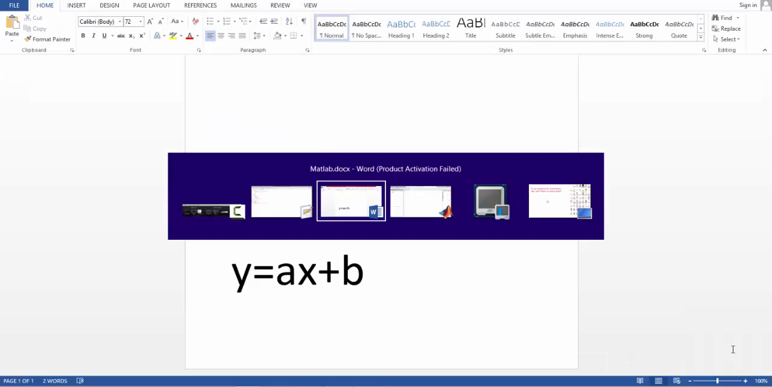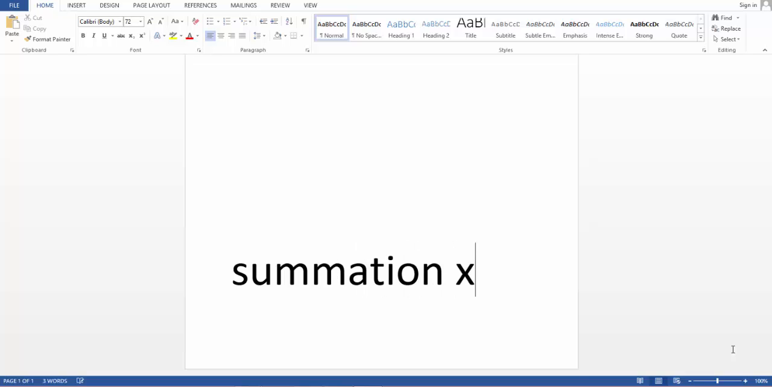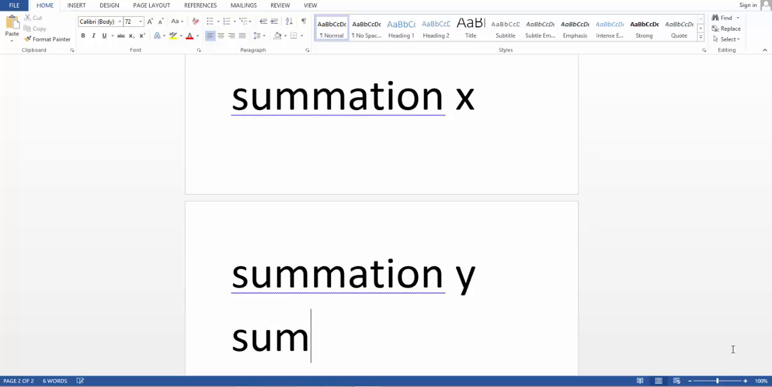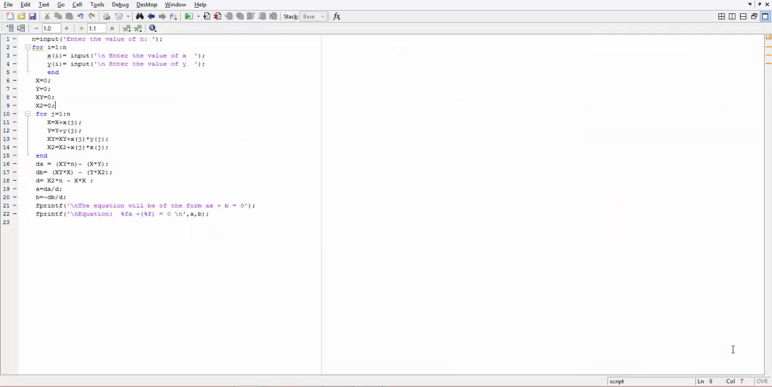Now when we have to find the equation of this, we first represent it in the form of summation x, then summation y, then summation xy, and finally summation x square. So in our original code, x is equal to 0 represents the summation of all the values of x. y is equal to 0 represents the summation of all the values of y. xy represents the summation of all the values of xy. And x2 represents the summation of all the values of x square.